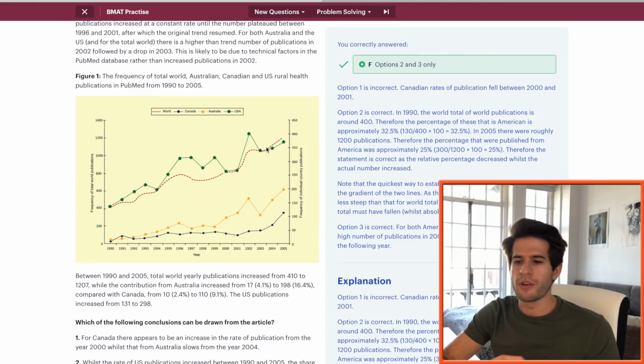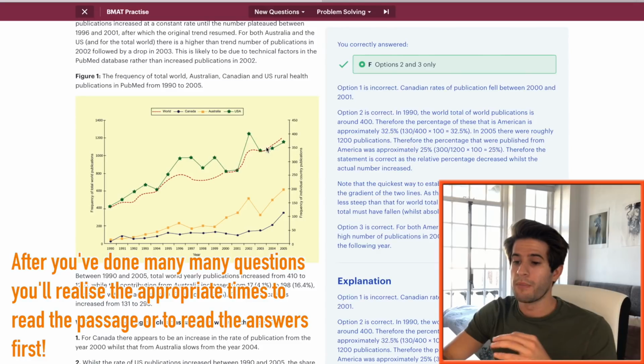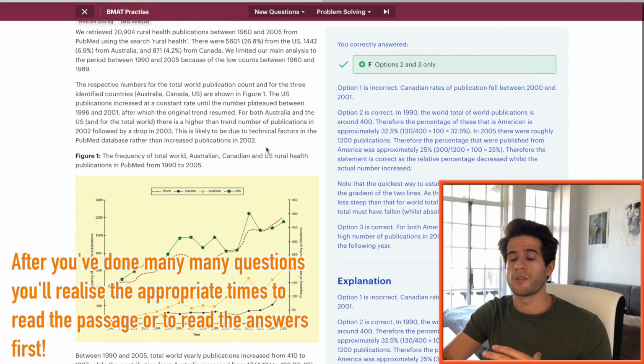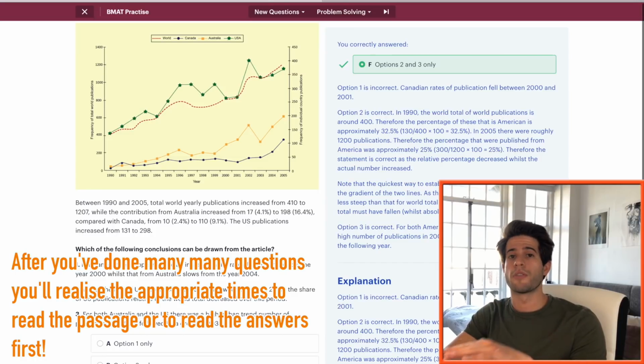So make a judgment. If you guys think the paragraph is really small, maybe you can skim through it and then jump to the conclusions. But for something like this, I think the best strategy was definitely to go for reading the conclusions first and then getting the relevant material from the text.